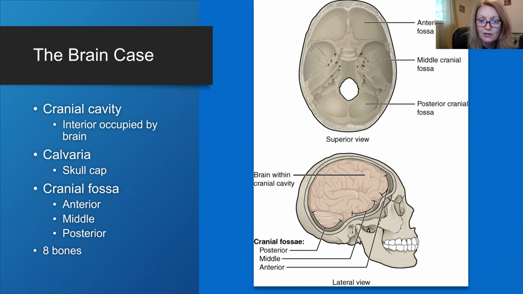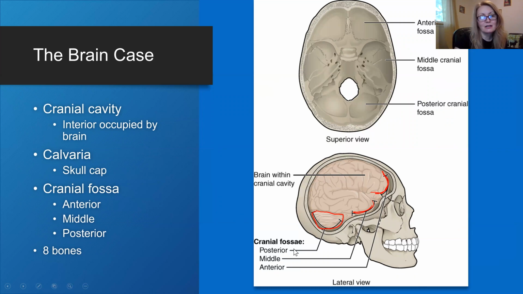So you see, this is the frontal lobe of the brain, and it's inside the anterior fossa. This is the temporal lobe of the brain, and it's inside the middle fossa. And this part of the brain is called cerebellum, and it's inside the posterior fossa.